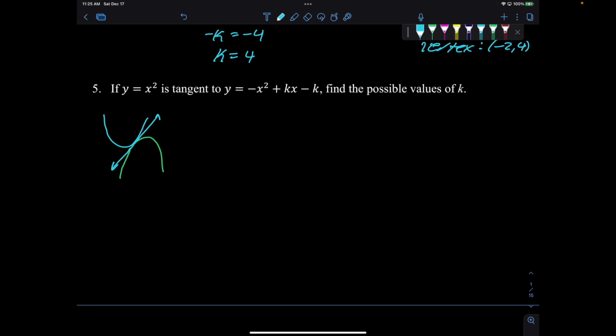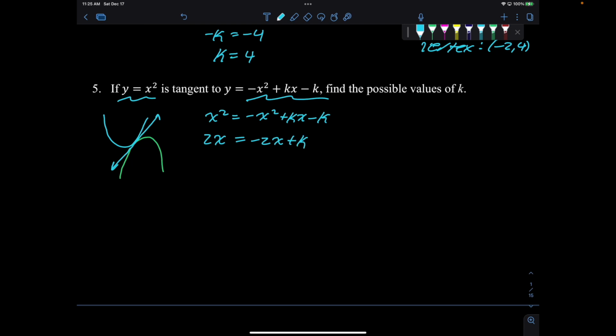To make them hit each other, I would need x squared to equal negative x squared plus kx minus k. And then I also need their derivatives to be equal. So for this, I get 2x, and for this, I get negative 2x plus k.